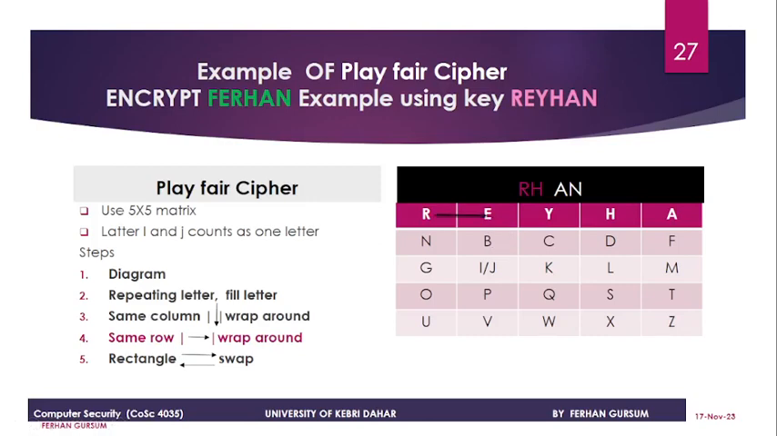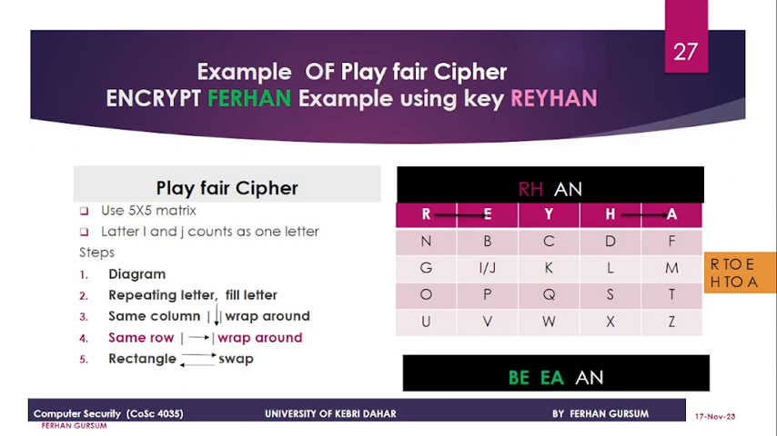For R we will use this one, E, at the place of R. And at the place of H also we will use A. Which means R is converted to E and H to A, so it becomes EA.